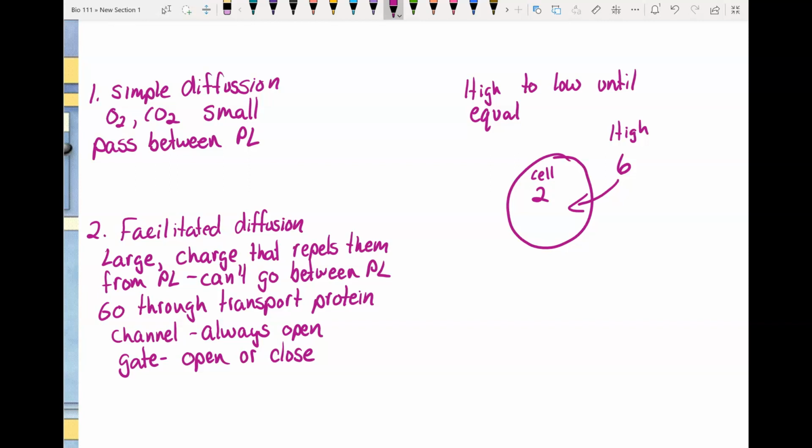Well, the answer is 2. If 2 of them move, you now have 2 more inside, so you have 4. 2 left the outside, so you have 4. 4 and 4 are equal. So remember, they move until they are equal to each other. That's how diffusion works.